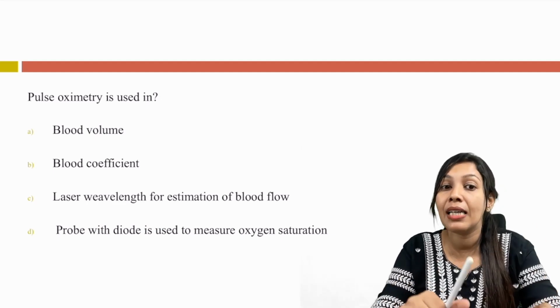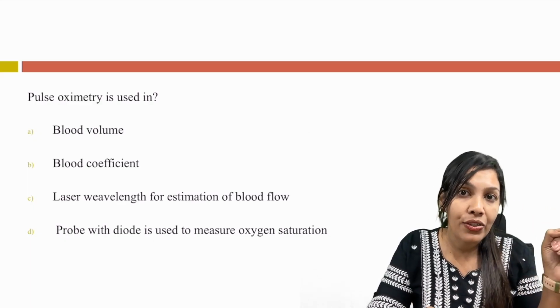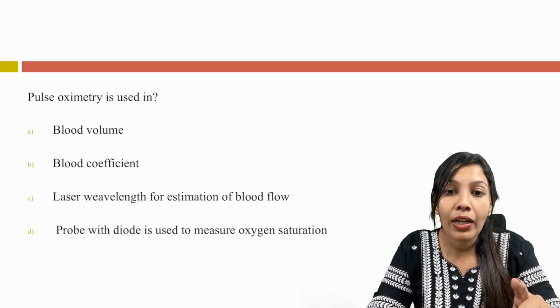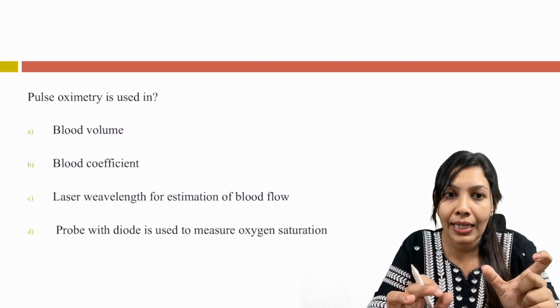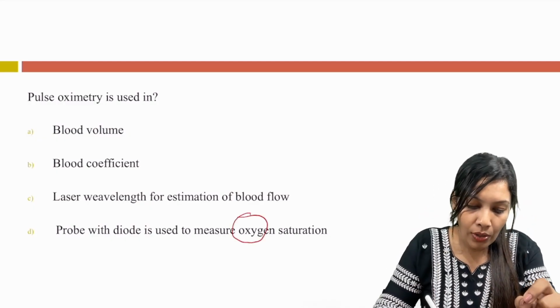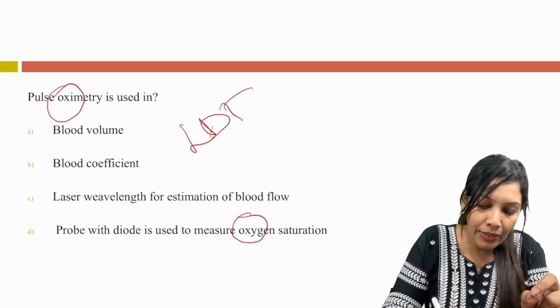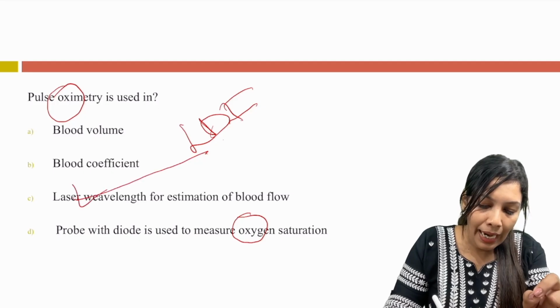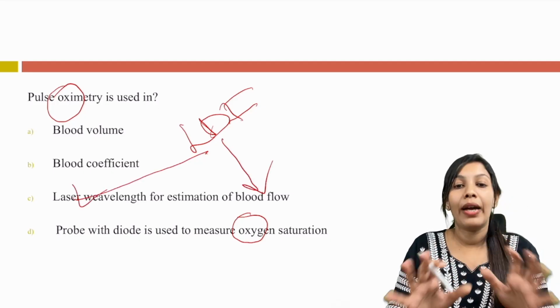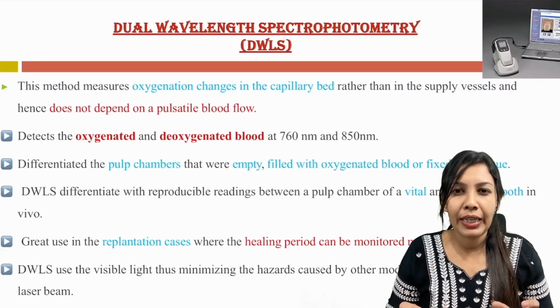Very important. Laser wavelength for estimation of blood flow was laser Doppler flowmetry. Probe with diode to measure oxygen saturation, that is the term for pulp oximetry. Oxy means oxygen, that you need to memorize. Laser Doppler flowmetry means the laser that I have shown measures the flow. Very important, right? Next are three important terms that you have to keep in mind.